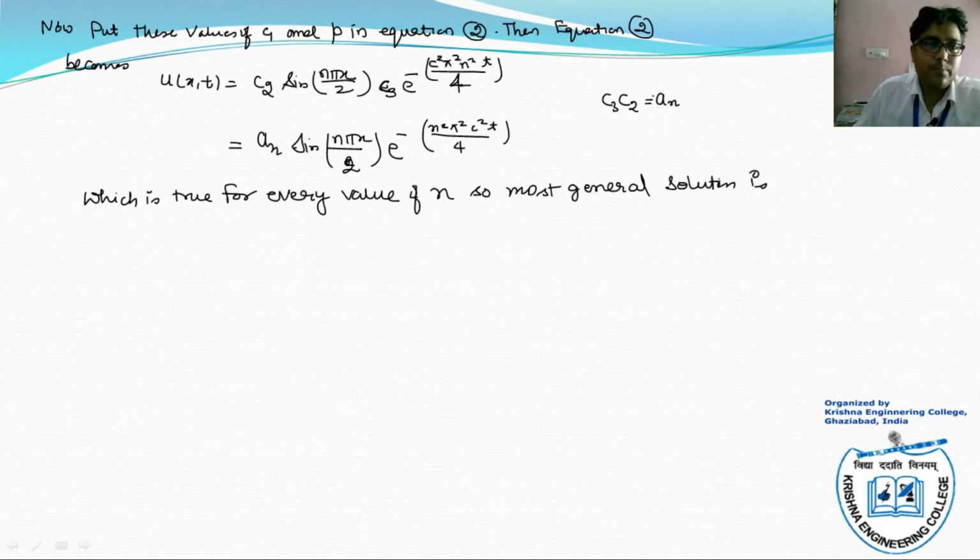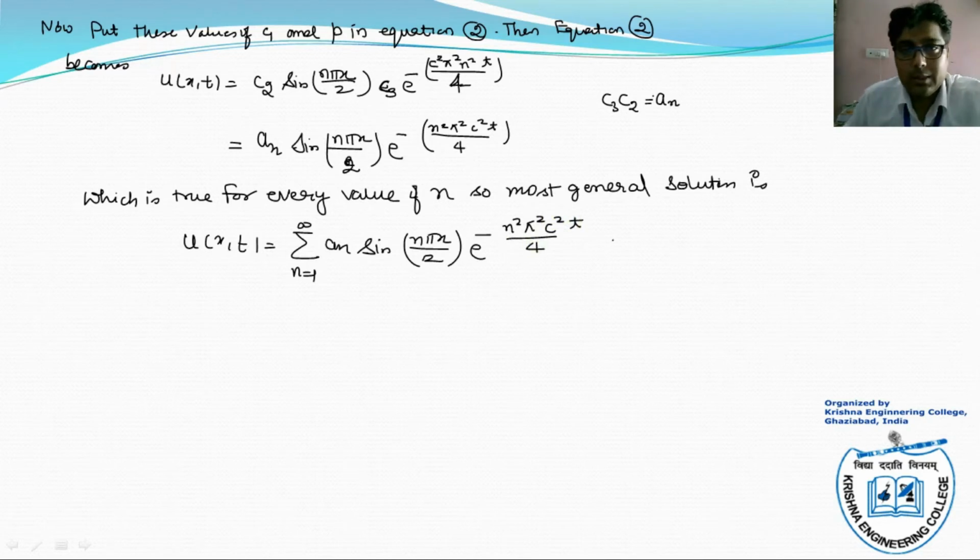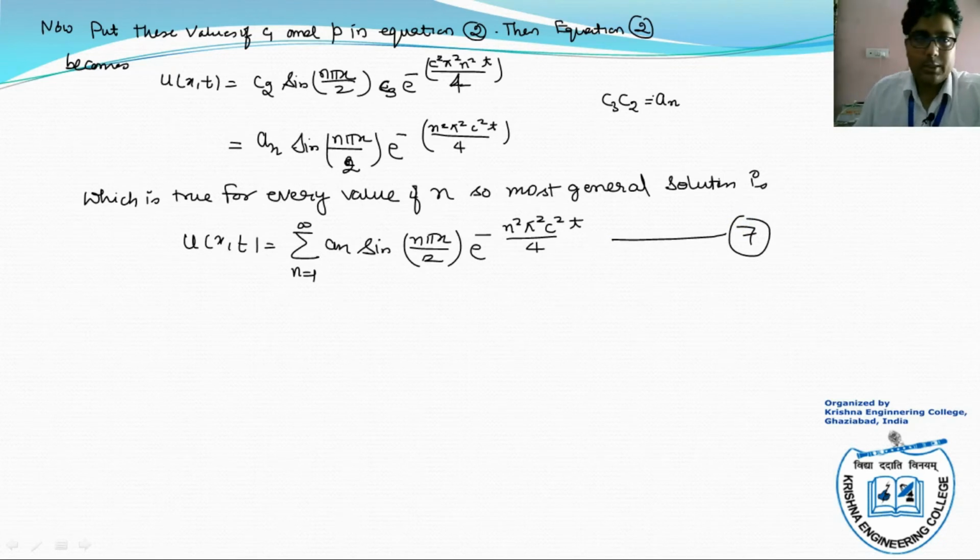So the most general solution is u(x, t) is equal to summation n is equal to 1 to infinity a_n sin n pi x by 2 into e to the power minus n square pi square c square t upon 4. Clear? This is equation number 7. Now applying the last condition. Last condition is the initial condition.